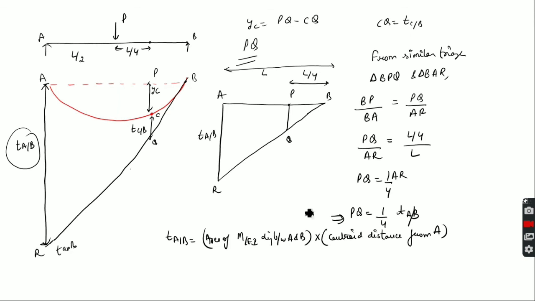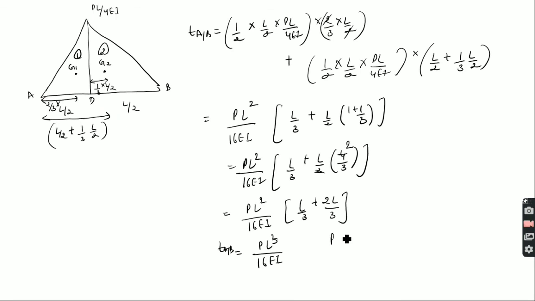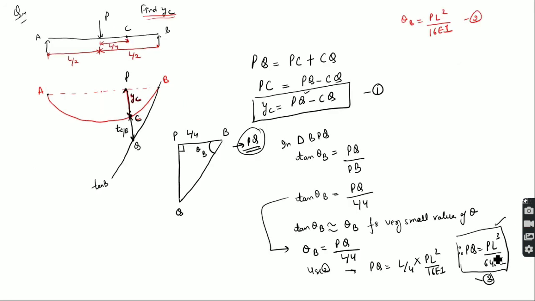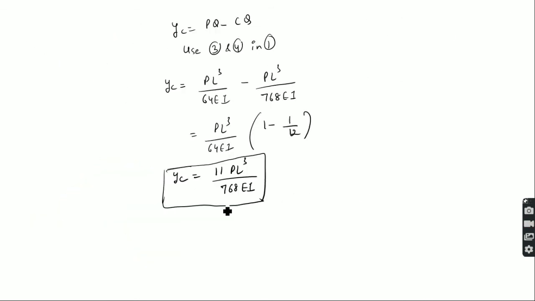And we have established a relation between PQ and TAB. PQ is 1/4 of TAB. So it will be 1/4 of PL cube by 16 EI. So we will get PQ as PL cube by 64 EI. And you can compare this with the PQ which we obtained in the previous alternate method. So here also we had got PQ as PL cube by 64 EI. So it's up to you which value you want to calculate.